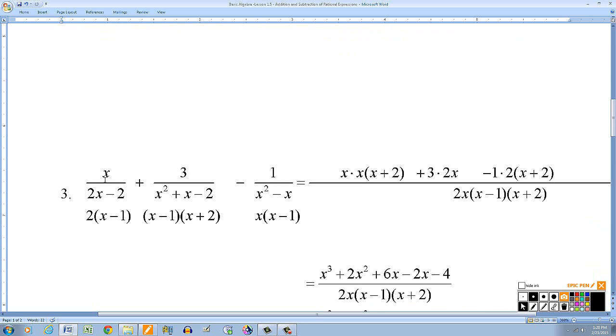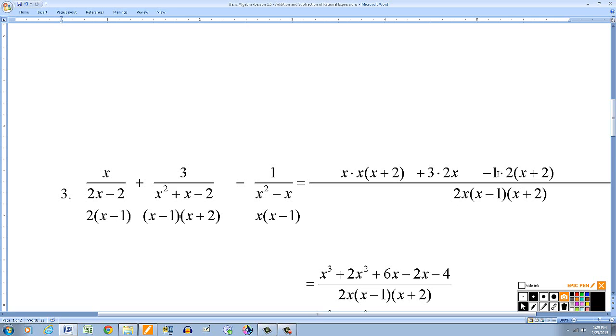So again, let's go to this view here. In the first denominator, the 2 and the x minus 1 divide out, leaving me with x and x plus 2. So that multiplies the x. In the second denominator, the x minus 1 and the x plus 2 divide, leaving me 2x. So the 2x multiplies the 3. And then the x and the x minus 1 divide over here, leaving me with 2 and x plus 2. So that multiplies the negative 1.